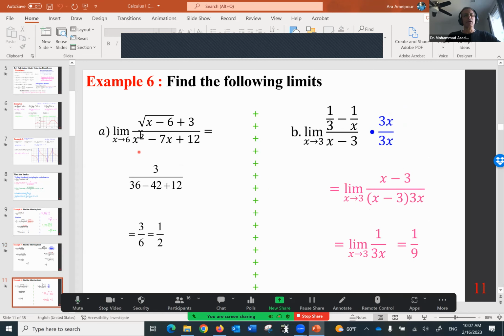In part A, we plug in and it works out. In part B, we get 0 over 0, and the technique is to multiply by the LCD because it is a complex fraction.